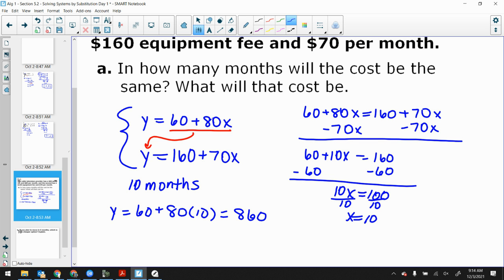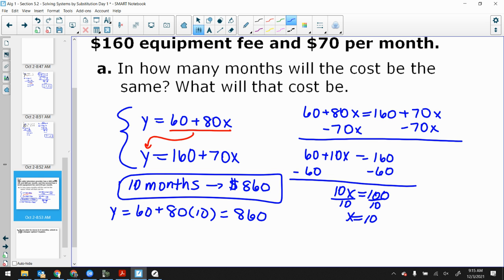So here is my final answer: 10 months, $860. That's my answer. When we're given a word problem, we don't really want to give the answer back as a coordinate because we weren't given a system. We created the system to solve the problem.